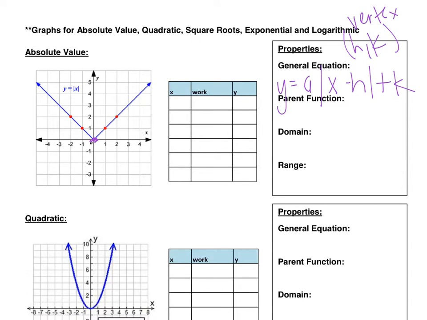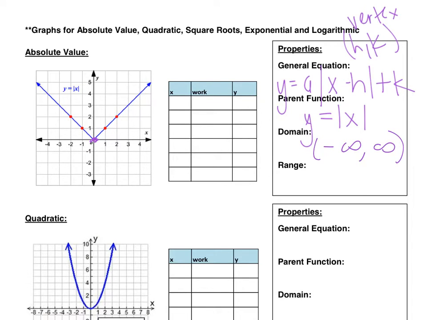Okay, and the parent function, so basically that means the function that everything is based off of, is y equals the absolute value of x. Okay, and that's this example over here. That is the parent function. So anytime the vertex moves off this or it flips down, there's some type of transformation, which we'll talk more about tomorrow.